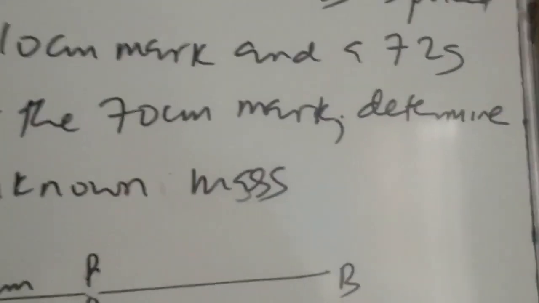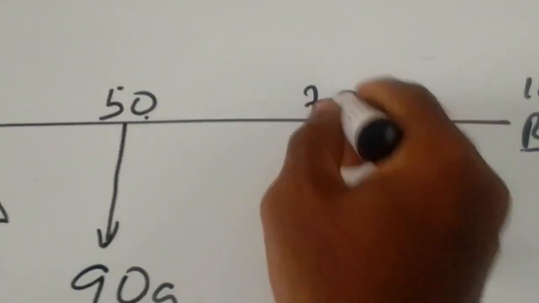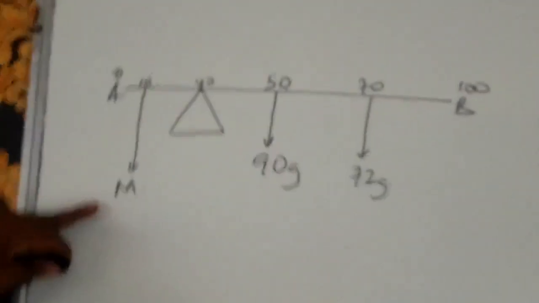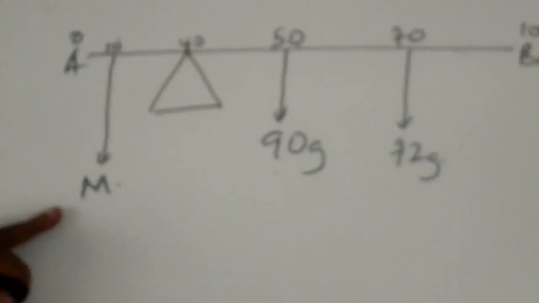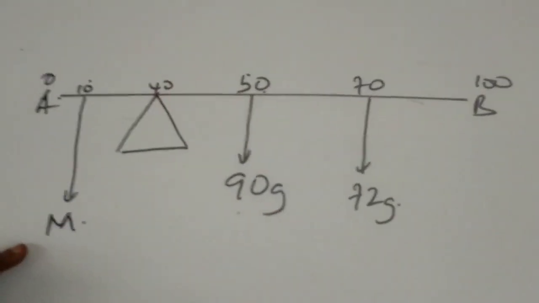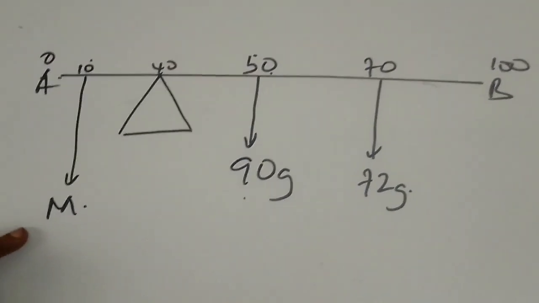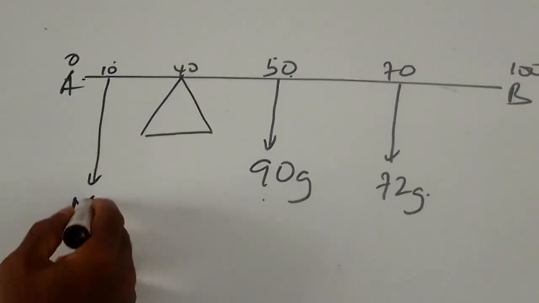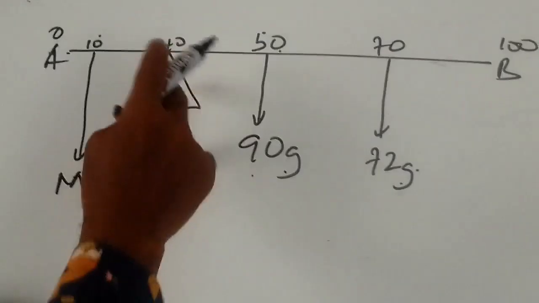So let's locate 70 on the diagram here. 70 will be after 50. And then here is 70, where the 72 gram mass is. We are now asked to find the unknown mass. To make sure that you have a proper force diagram for it, when we have located everything, all the masses put in place, we now find the distance between each mass or each force and the pivot.